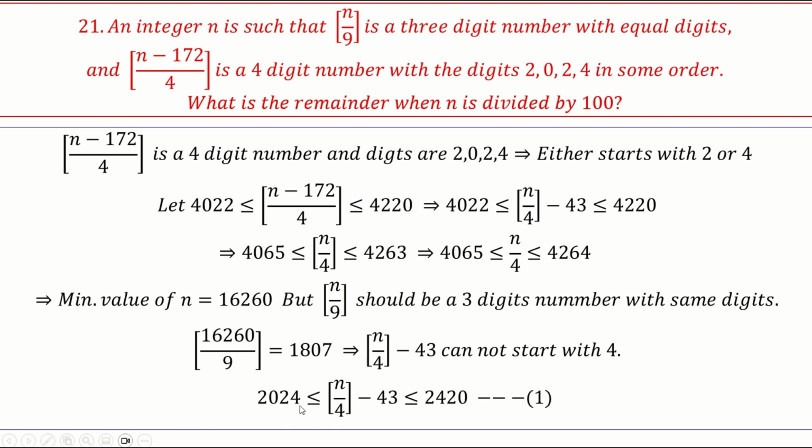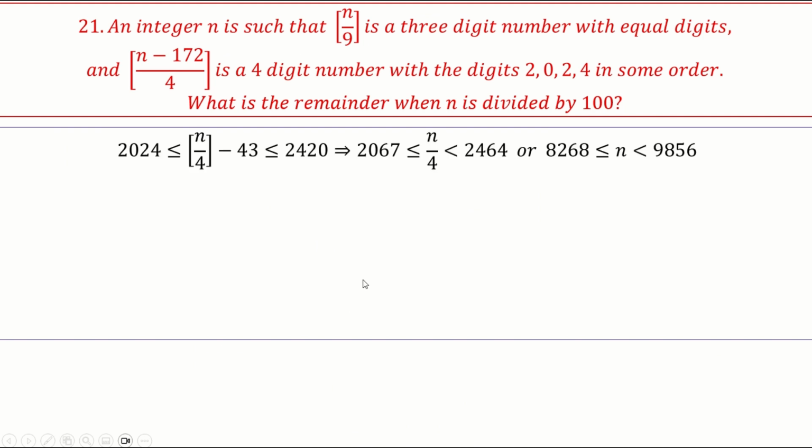So the possibility is 2024 less than or equal to n by 4 minus 43 less than or equal to 2420. This is the equation we will look at now. If I simplify this expression, add 43 to all, and then take n to the other side, what you will get is that n is between 8268 and 9856. Now you know the range of n.